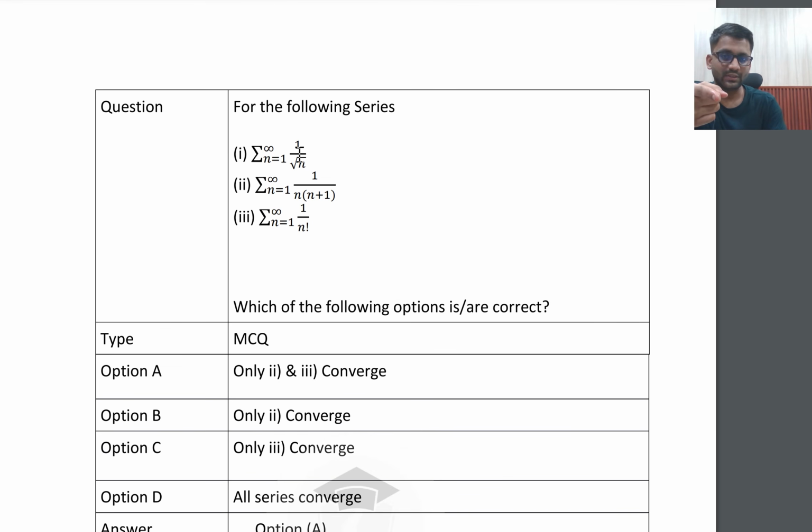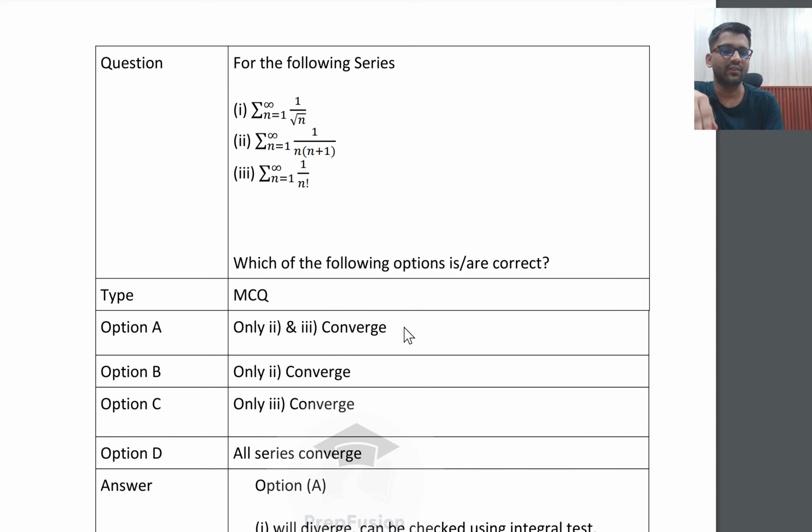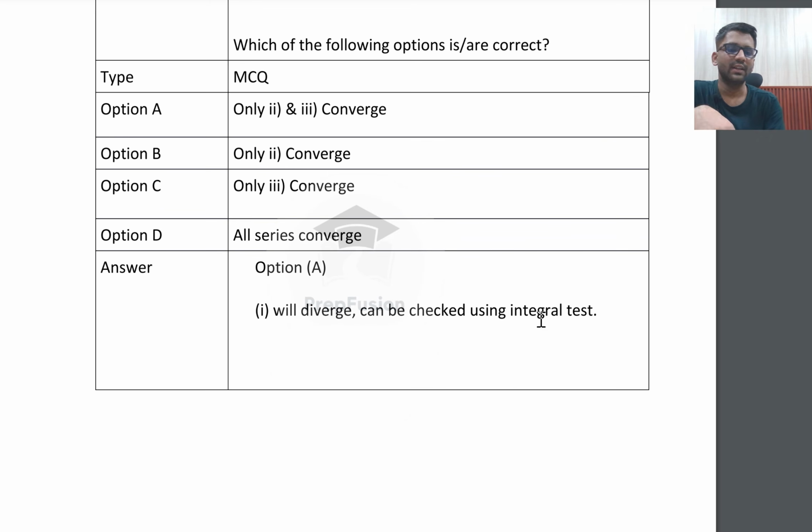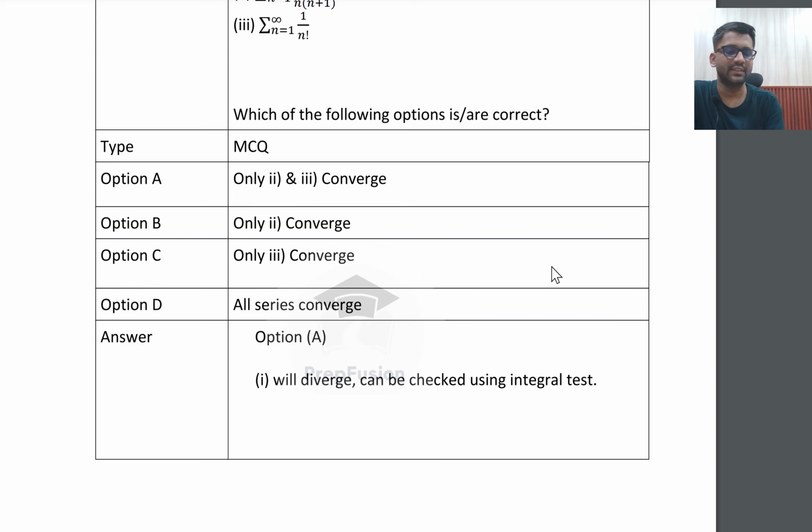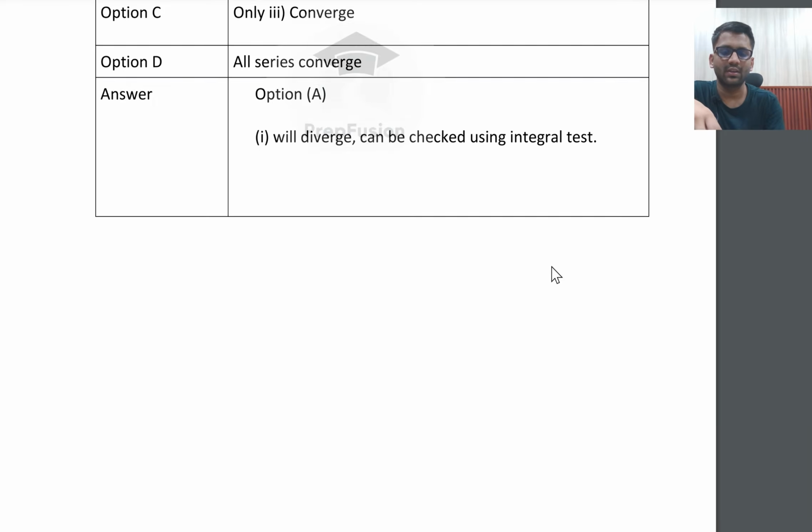Here you can see the first option would have been a bit confusing for the students, but here you can see the value of p is less than 1, right? If the value of p is less than or equal to 1, then it will diverge. So option A will be diverging, the rest 2 will be converging. Okay, so 2 and 3 will converge. Option A will diverge, or you can check by the integral test as well. Otherwise, we directly remember that for 1 by n to the power p, if p is less than or equal to 1, then it will diverge. So it is diverging here.